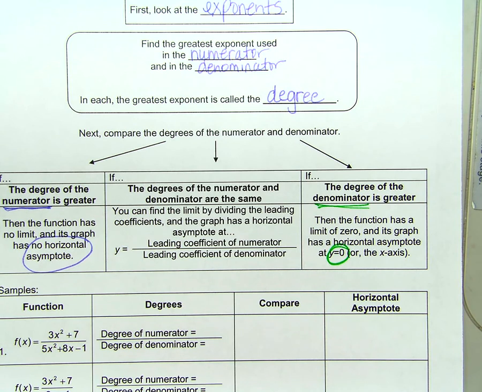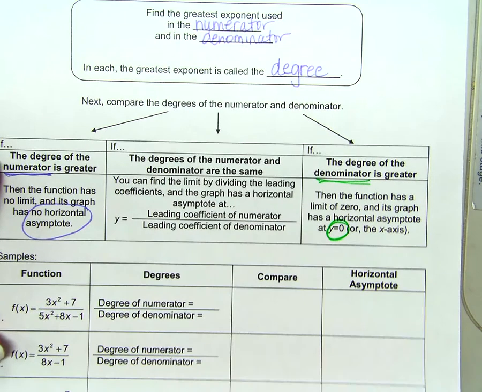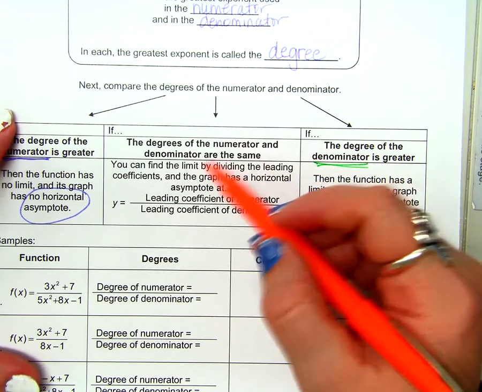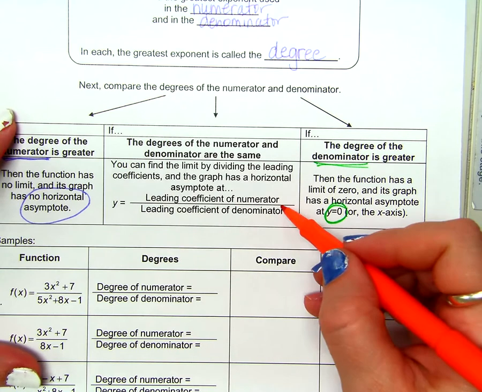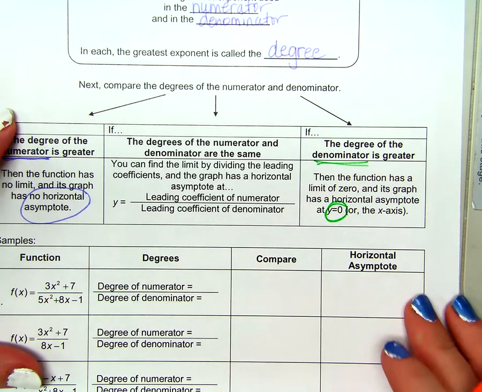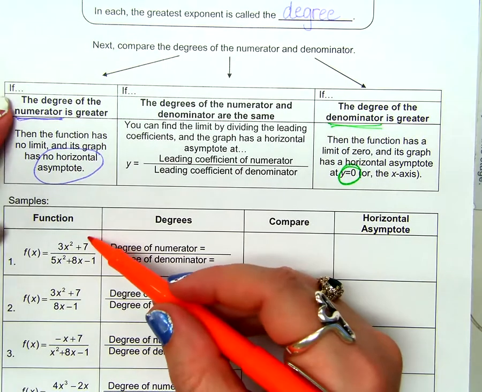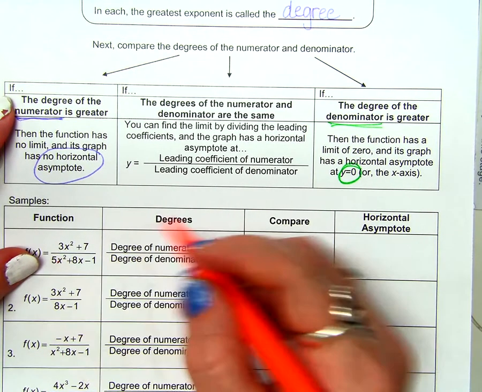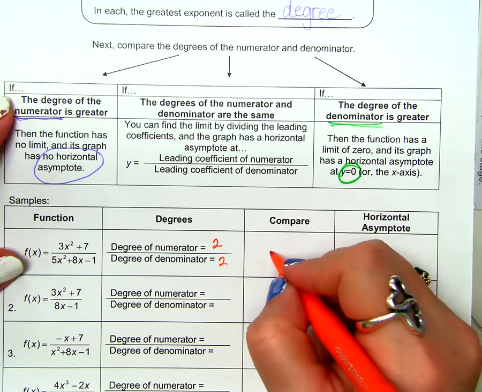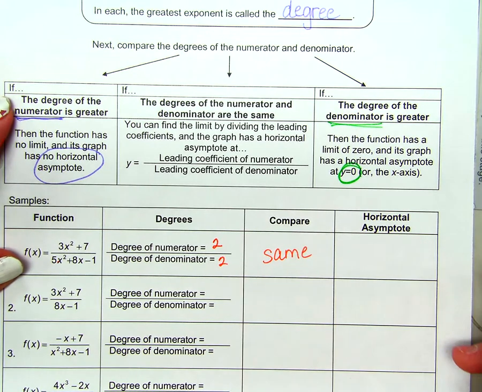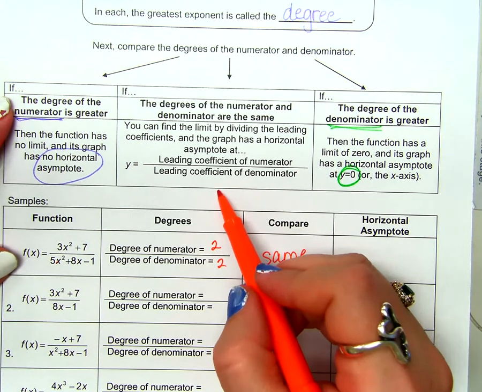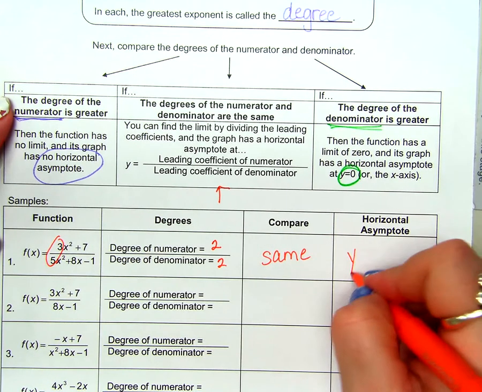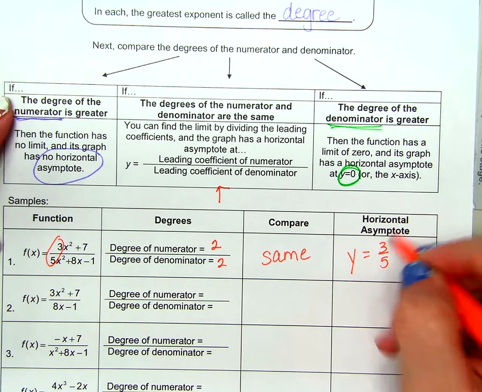I'm going to finish this so you can finish this. When the degrees are the same, you take the leading coefficient of the numerator and divide it by the leading coefficient of the denominator. So looking here, the degree of the numerator is 2. The degree of the denominator is 2. Compare them. They are the same. So we look at the coefficients. Y equals 3/5.